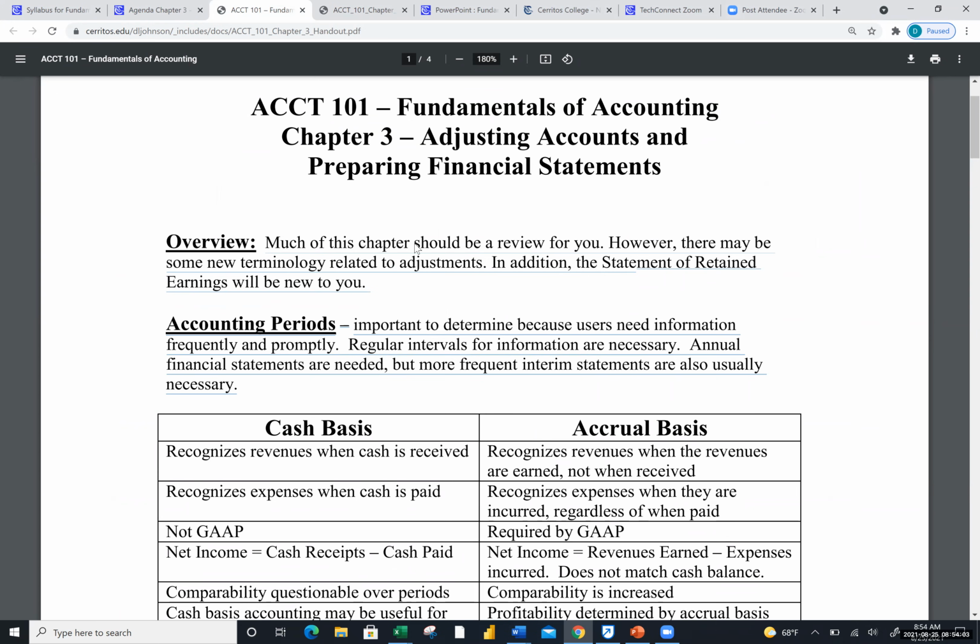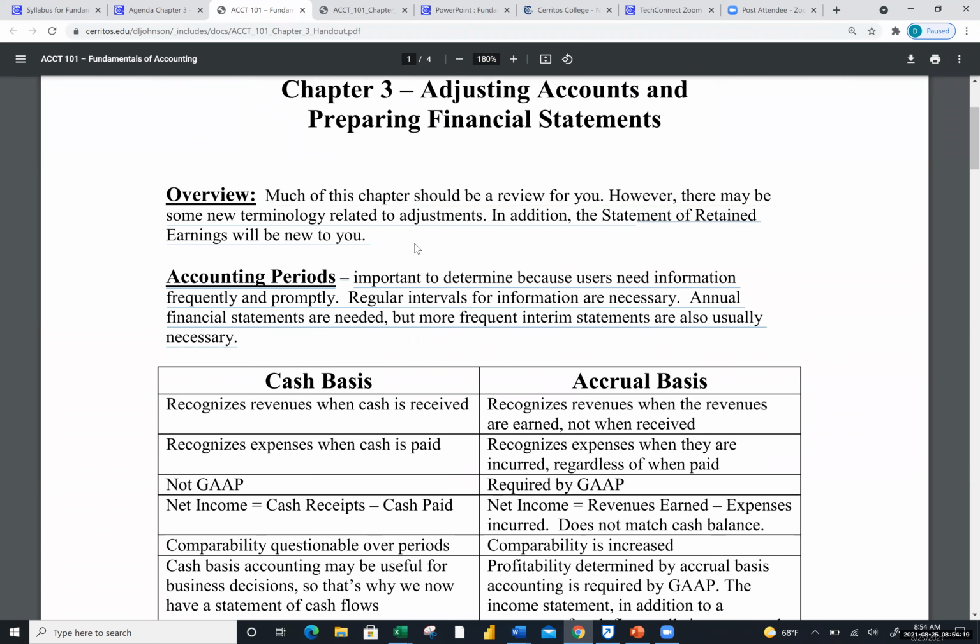Again, you've had all these adjustments in Accounting 100, but the author's going to dial up the level of difficulty. He's going to make you think critically on a lot of these adjustments, whereas in Accounting 100, you may have done it, but they usually just gave you the amount. So that's where we're headed.